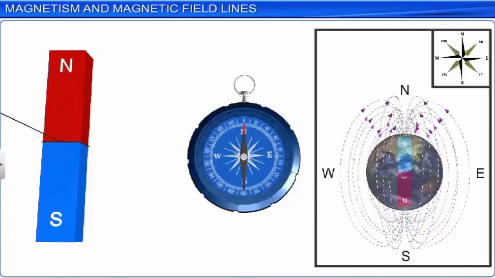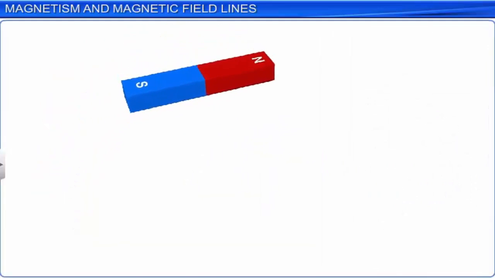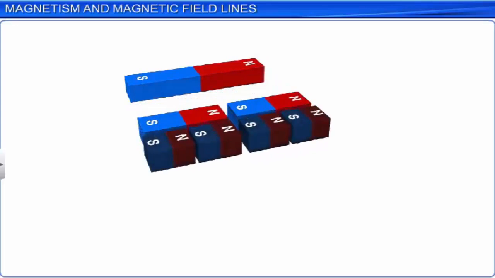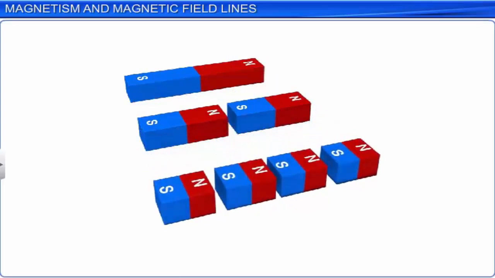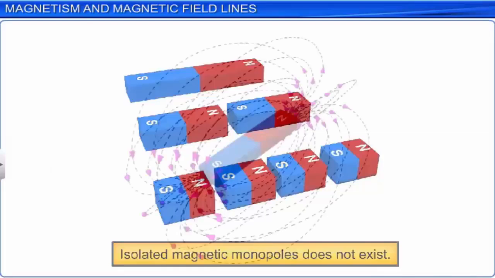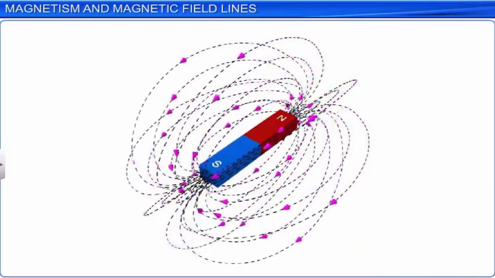If a bar magnet is broken into two pieces, we get two similar magnets with a decrease in the magnitude of their properties. Thus, magnets always exist as dipoles. Isolated magnetic monopoles do not exist. This implies that an isolated magnetic north pole or south pole does not exist. Let us now discuss an activity about the magnetic field lines of a bar magnet.